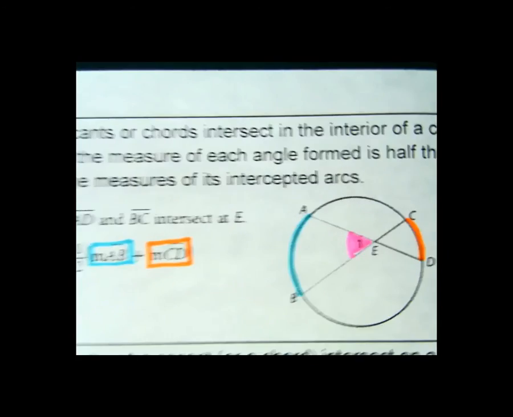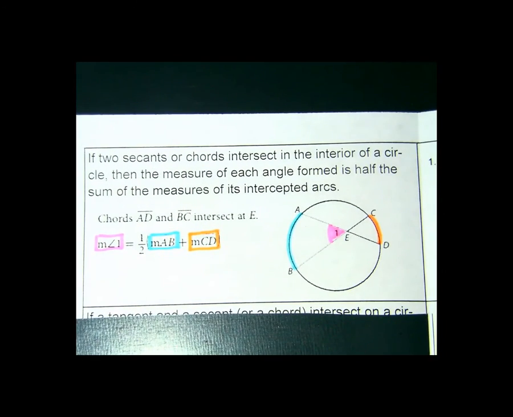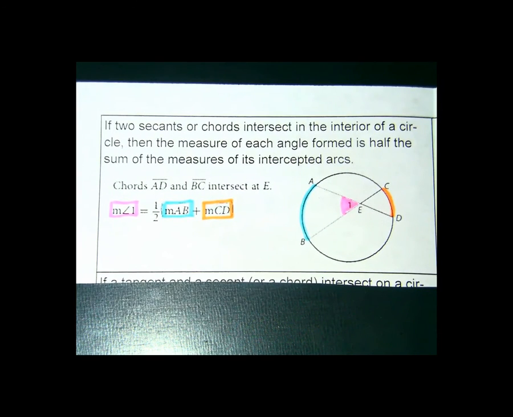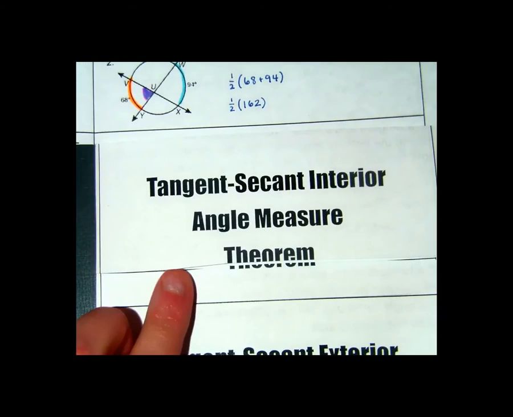And there's that again if you didn't get that. 2 secants are chords intersecting. Alright, next we're going to talk about the tangent secant interior angle measure theorem. Even though there are like 3 tabs or 3 flaps here, 3 different theorems, there are actually 5 different pictures. Most of them are half, though, of something. Either half the sum or half the difference. So let's talk about the tangent secant interior angle measure theorem.